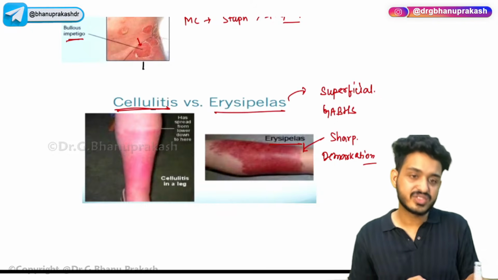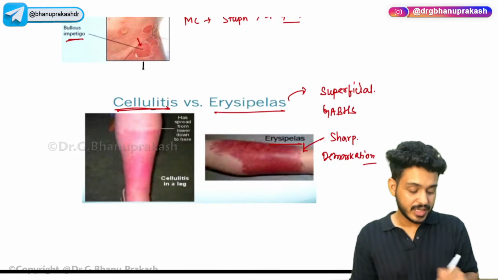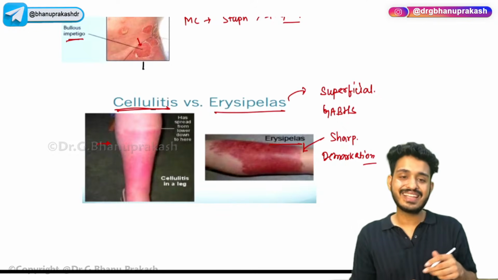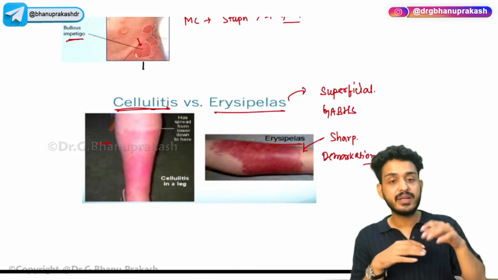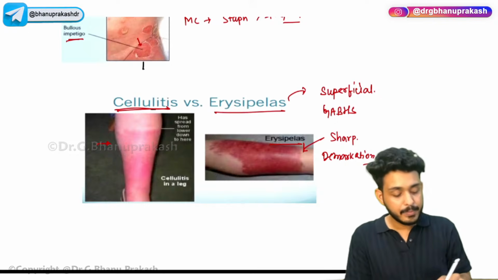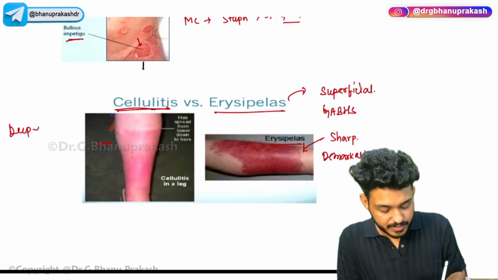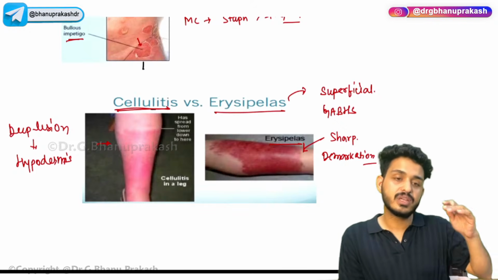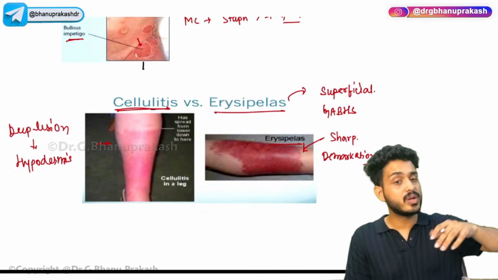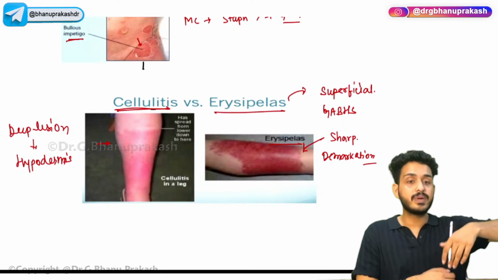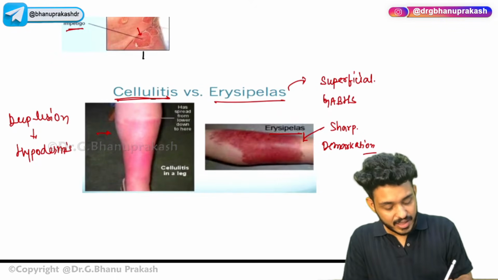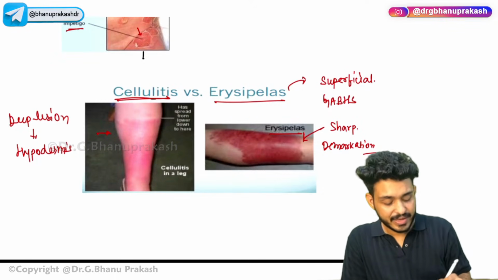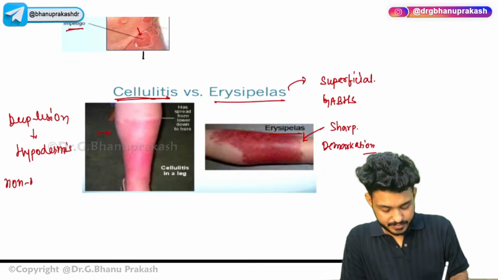You will be having these sharp demarcations over there, right? Second one is your cellulitis. Cellulitis, remember, it is a deep entity. It will be going till your hypodermis. It is your deep lesion. Remember, epidermis, dermis, basement membrane zone, and hypodermis. So this lesion will be going deeper, and it will be having a non-demarcated margin.